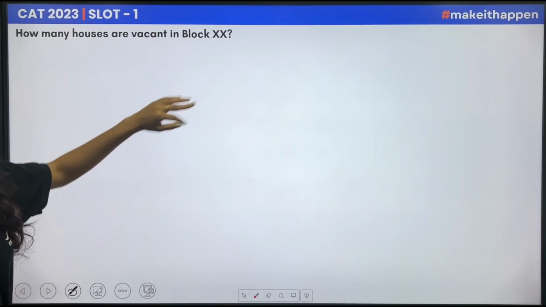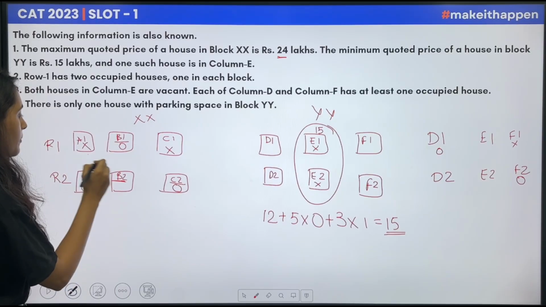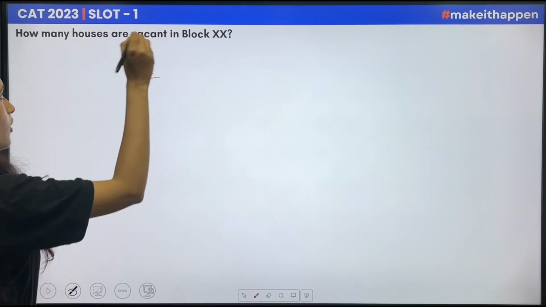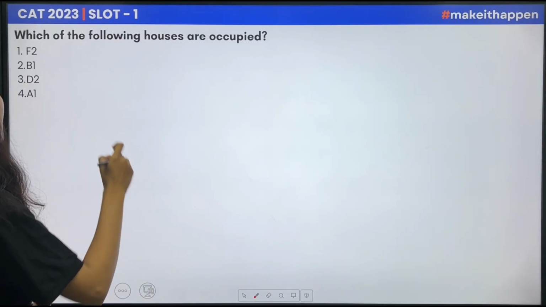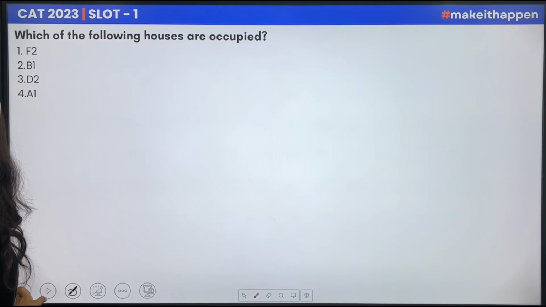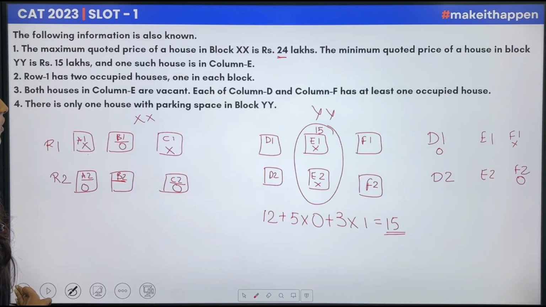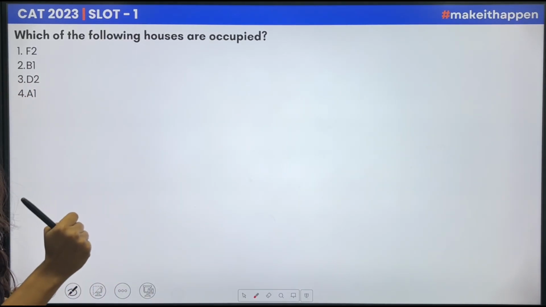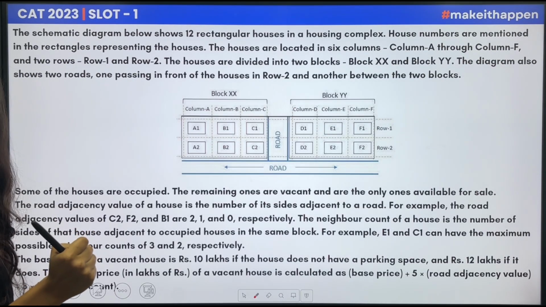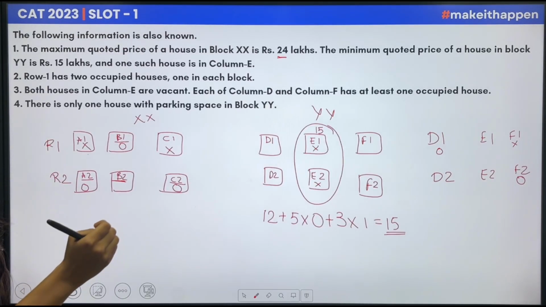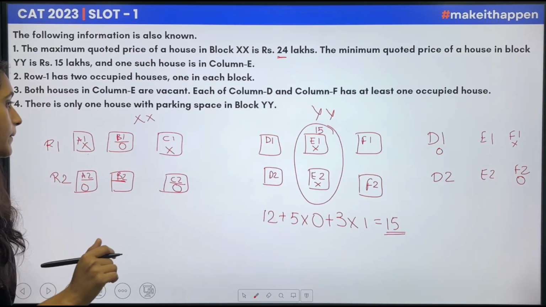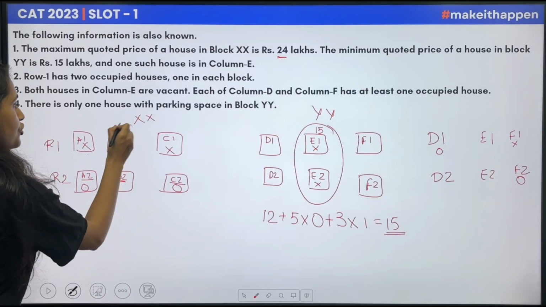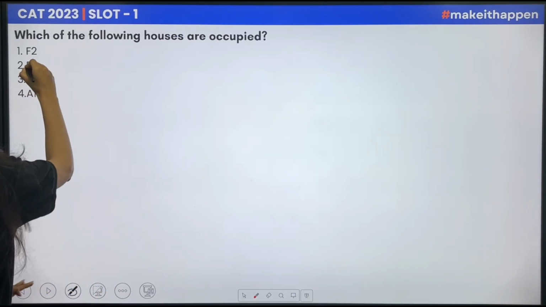How many houses are vacant in block XX? If I talk about block XX, then there will be three vacant houses in XX. Which of the following houses are occupied? So I have options F2, B1, D2, and A1. A1 is not occupied. Then if I talk about B1, B1 will be surely occupied. So the answer will be B1.